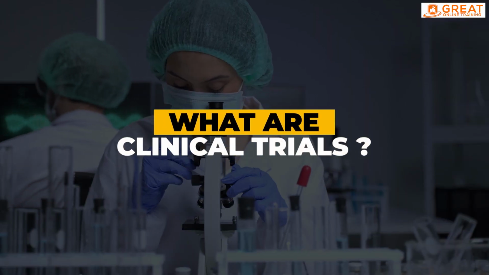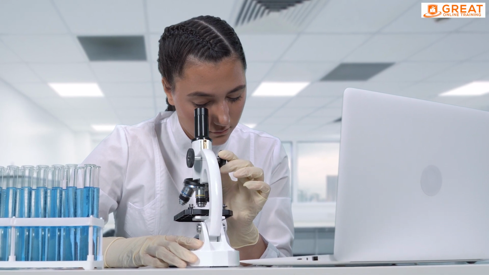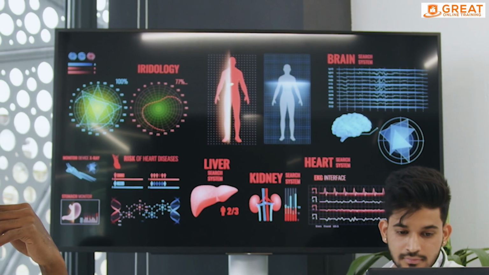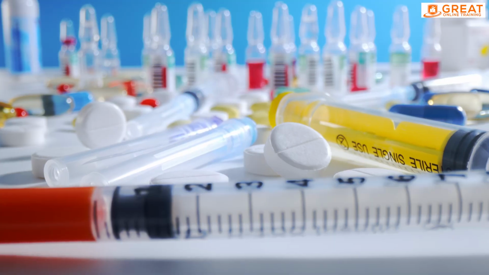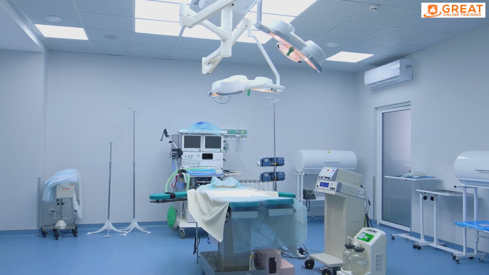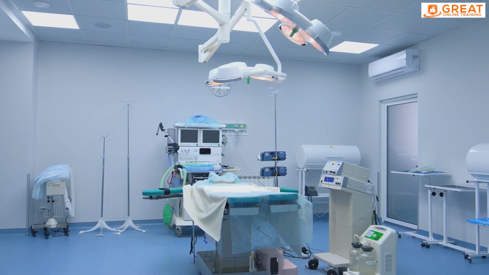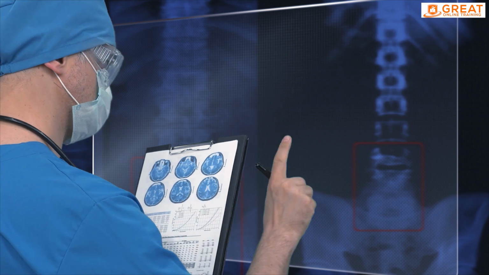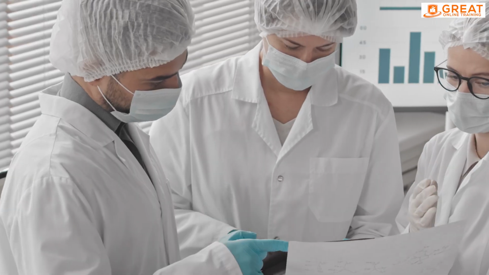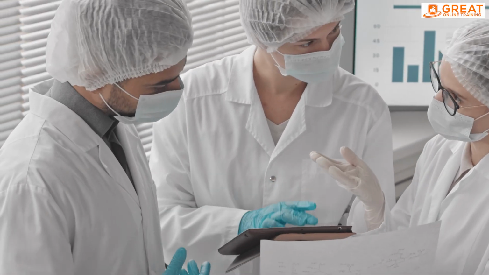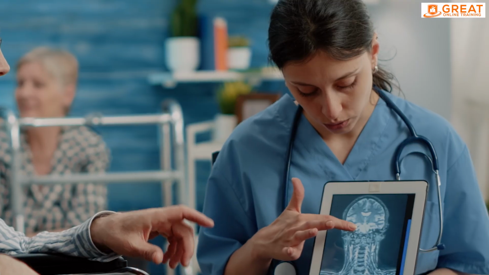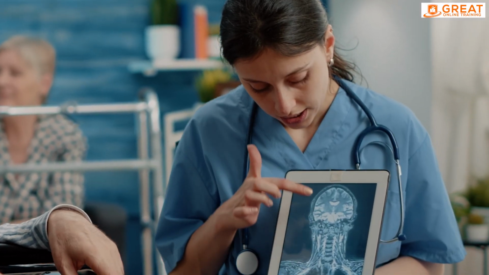What are clinical trials? Clinical trials are research studies performed on humans to evaluate the efficacy and safety of new drugs, medical devices, or therapies. They are a crucial step in the medical research process, providing scientists with data on how these treatments work in the human body and if they have any side effects.